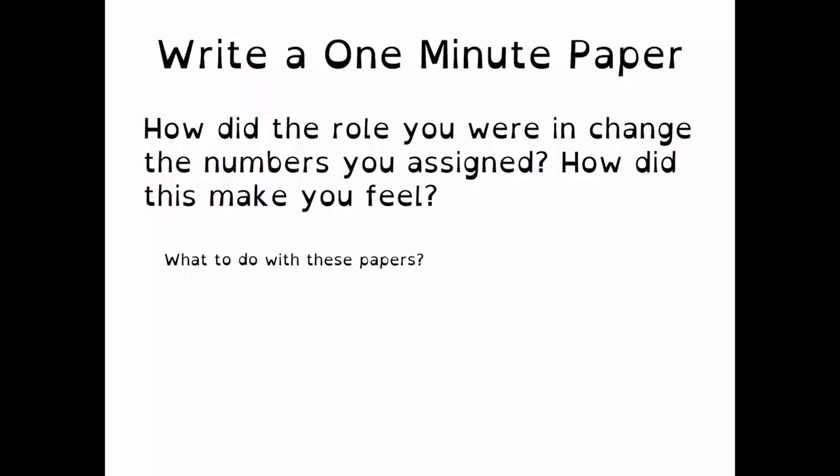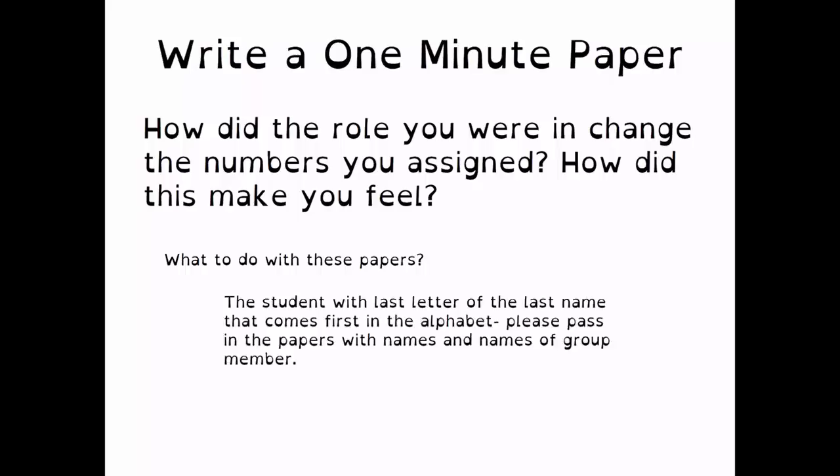So I can do 2 things. Because we're in groups, I can say, the student with the last letter of the name that comes first in the alphabet. It's another random choice that promotes that person to be accountable. So it's random without putting a name or a spotlight on anyone. And then they could put the names of their group members on there, and that could be the group assignment grade, and it could be participation grade. Usually I would suggest a 1-minute paper be a participation grade.